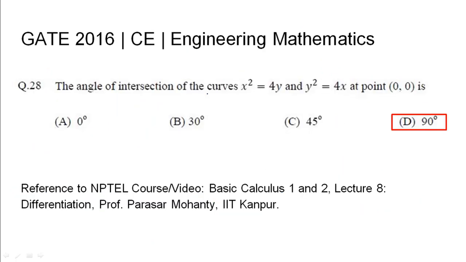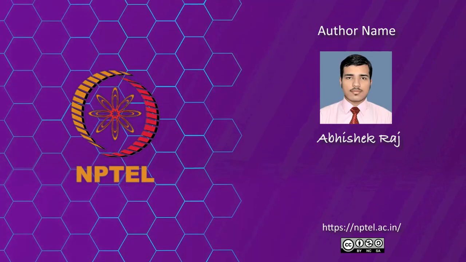So the angle of intersection of the curves x square equals 4y and y square equals 4x at the origin point was found out to be 90 degrees, that is option D. The relevant NPTEL reference has been mentioned.